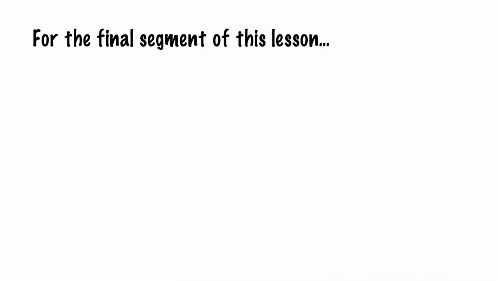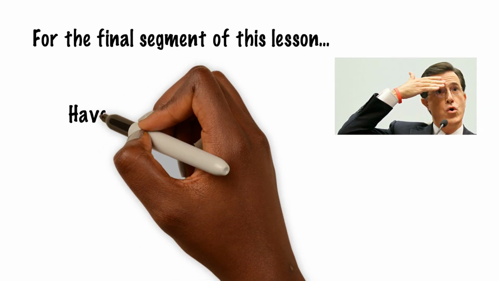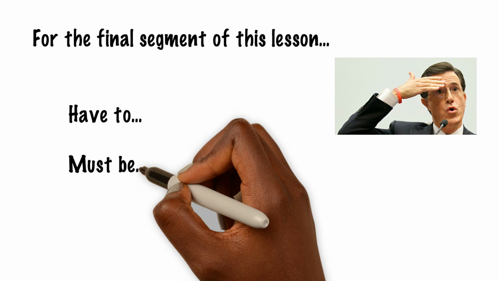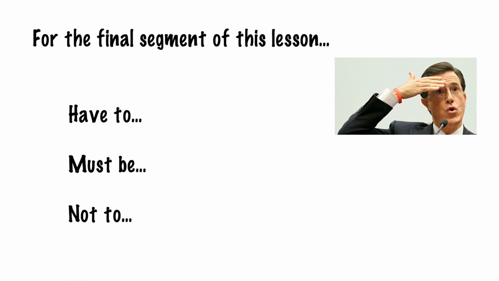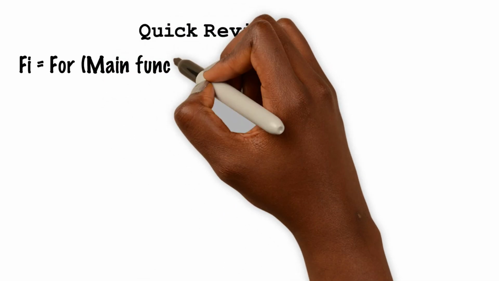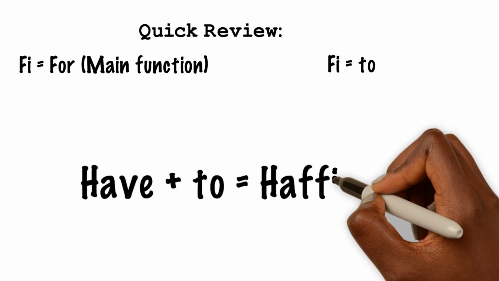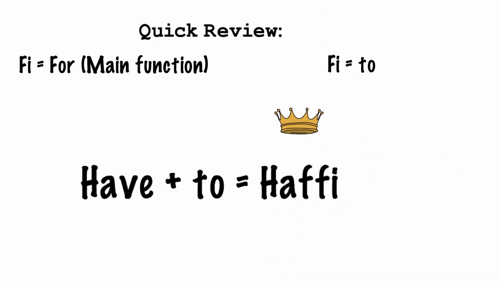Alright, so for the final segment, we're going to go over 3 of the most heavily used phrases in daily Patwa conversations. They are have to, must be, and not to. But before we do that, quick review. From one of the previous lessons, we covered the word fi and how it is used in place of the word for. It also replaces the word to, which is what we will be replacing in this application. So going back to the first phrase, have to ends up being haffy. Get used to this word as you will hear it several times in a conversation.